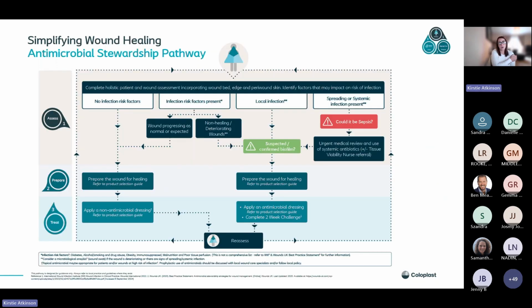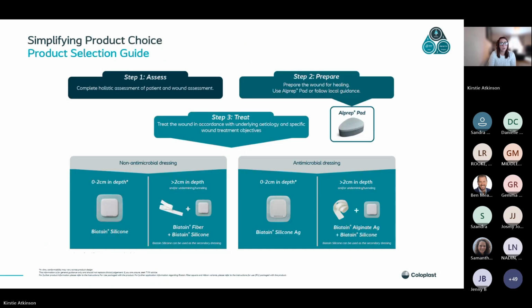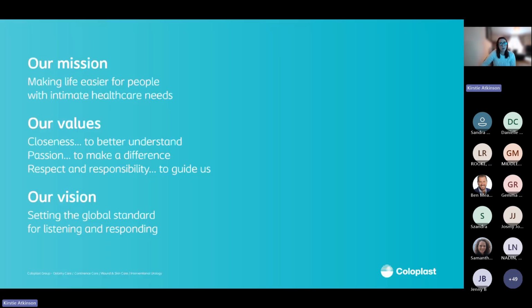After today's session, you'll get a copy of our antimicrobial stewardship pathway that will help you in your practice, and it gives you some clear guidelines of how to follow down the assess, prepare, treat and the steps that you need to do. And there's a product selection guide that will come alongside that, but obviously utilise whatever's on your local formulary. And that's the end of the session.